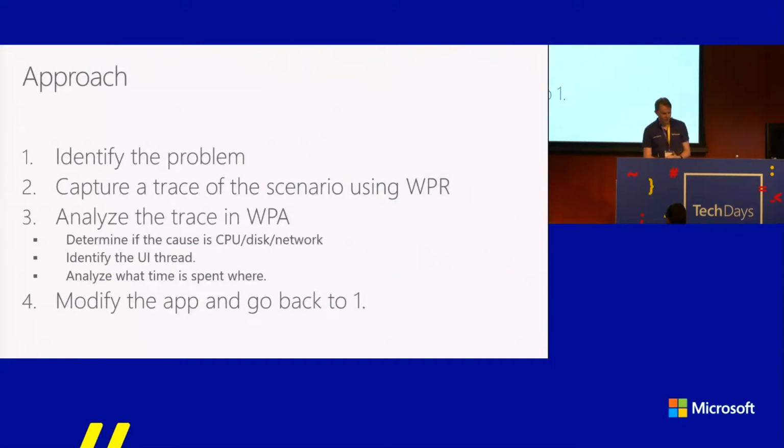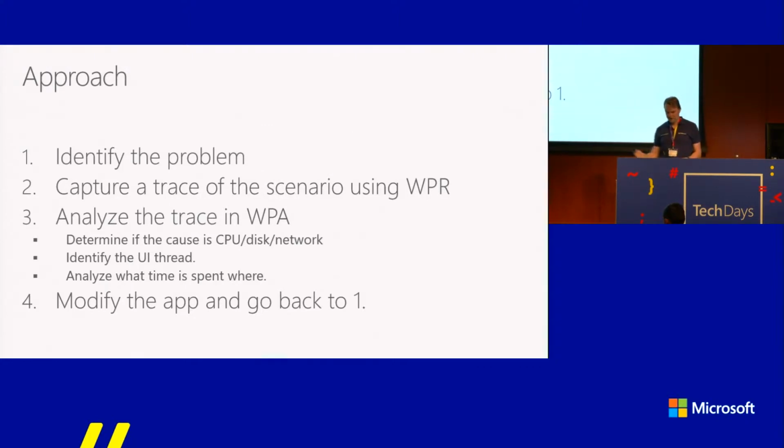So which approach do we in general take for performance analysis? We identify that there is a problem. That's generally step one. My app starts really slow, or my app doesn't meet my target. Then we use WPR to capture a trace of the scenario. It's preferable to make the trace as short as possible and really focus on a specific scenario so you don't have a lot of noise in the trace.